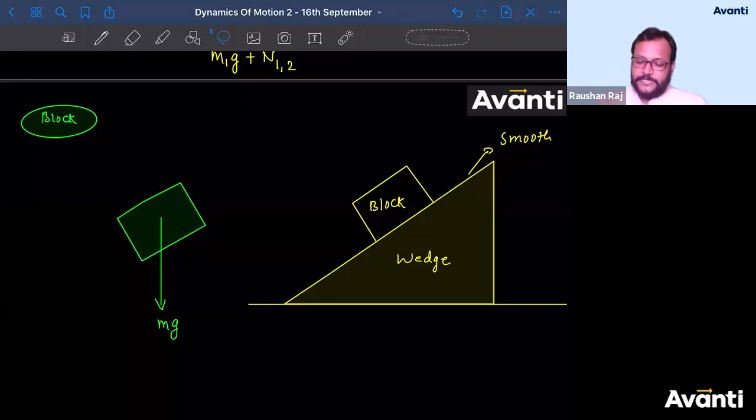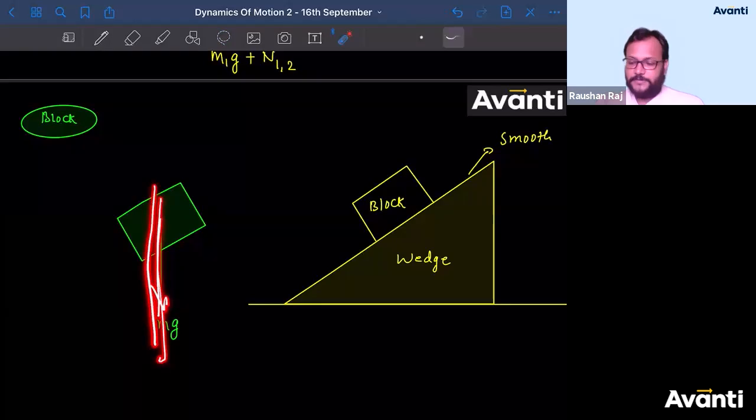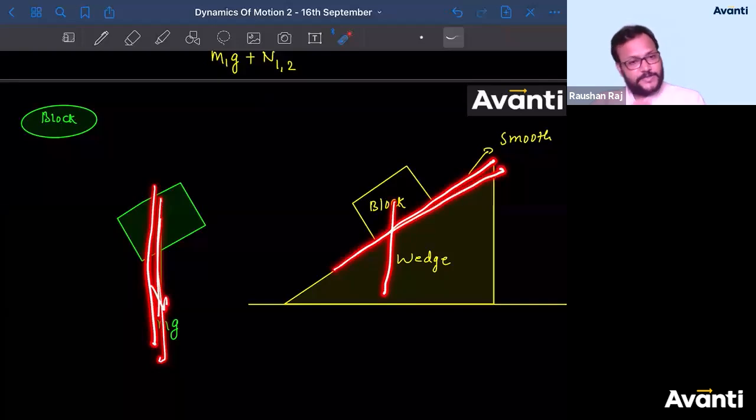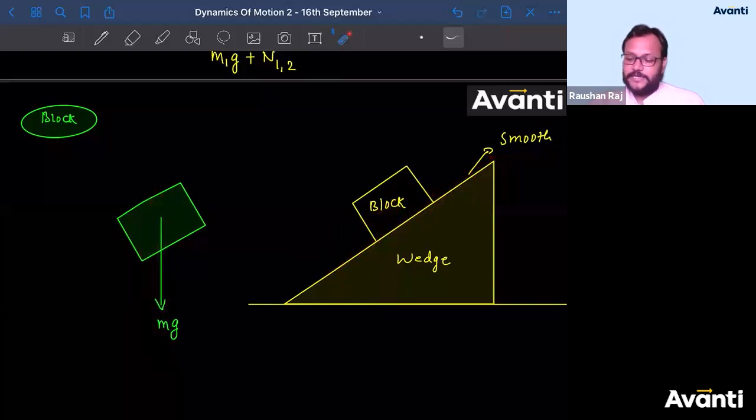देखो होगा क्या बच्चा? See, because of this force, it will try to come down. It will try to come down. Simple. But this surface is going to oppose it. This surface is not going to let that happen. This surface can only allow motion along the plane, isn't it? This surface is smooth, so this surface of the wedge will only allow the motion along the plane.